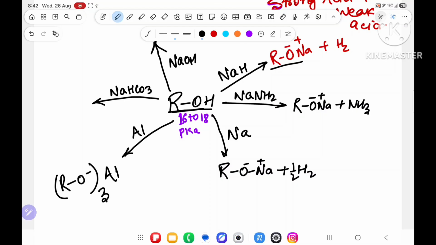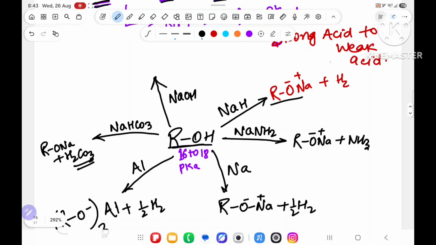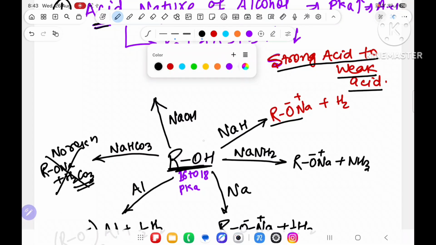So you will get RO thrice Al plus half mole H2 for each. But when you react with NaHCO3, what will happen? It will form RONa and outside comes H2CO3, and carbonic acid is more acidic than alcohol. So this reaction will not happen. It means over here no reaction. Rule: strong acid converts to weak acid. Over here weak acid is converting to strong acid, so it is not possible.